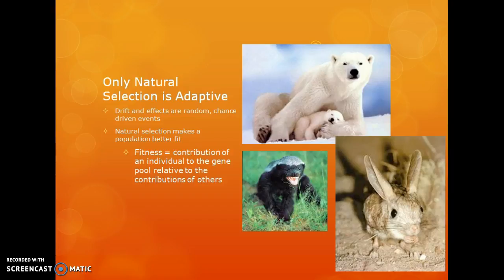Those drift effects are random. They're just driven by chance, like a roll of the dice. Natural selection is always going to move to increase what we call fitness, which, remember, biological fitness is all about reproduction. It's the contribution of an individual to the gene pool relative to the contribution of others, meaning who has the most babies. Those who have the most babies are the most biologically fit. They're the most biologically successful.